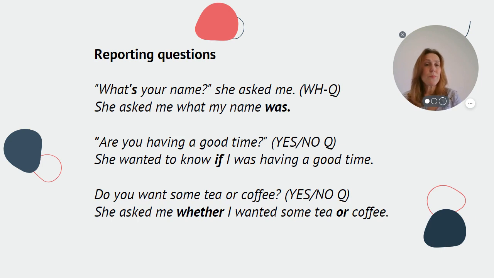But notice the second example. Do you want some tea or coffee? In this case, it's a yes-no question with two options. So when you have two options available, we're going to use whether instead of if. So she asked me whether I wanted some tea or coffee.